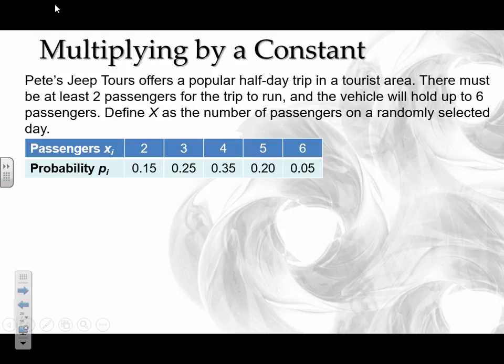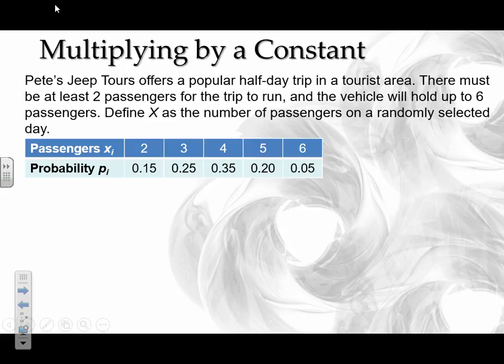Multiply the probability times the x value. Yes. For all of them and then add them up. We take the value of the variable times its probability, plus the next value of the variable times its probability, plus the next value times probability. So in your calculators, I should have seen everybody taking 2 times 0.15 plus 3 times 0.25 plus 4 times 0.35 and so on.